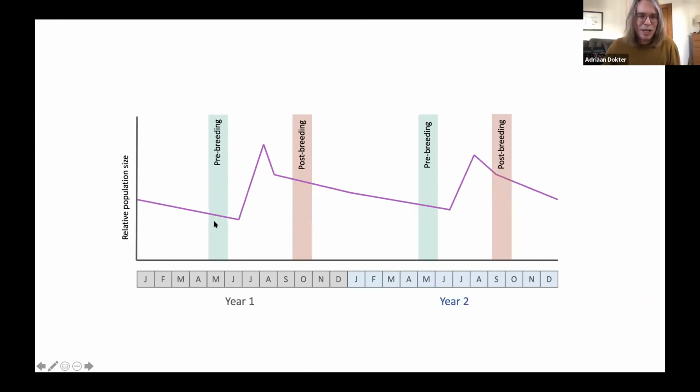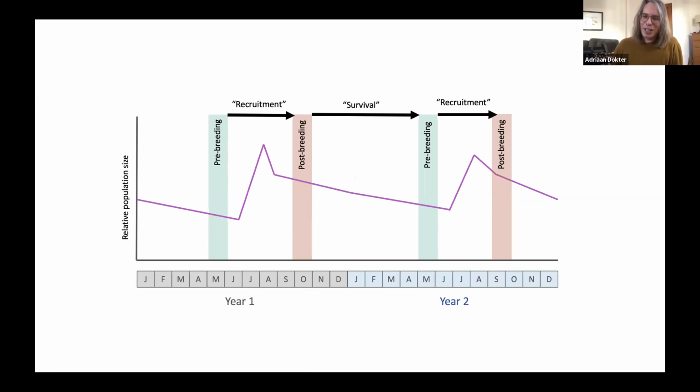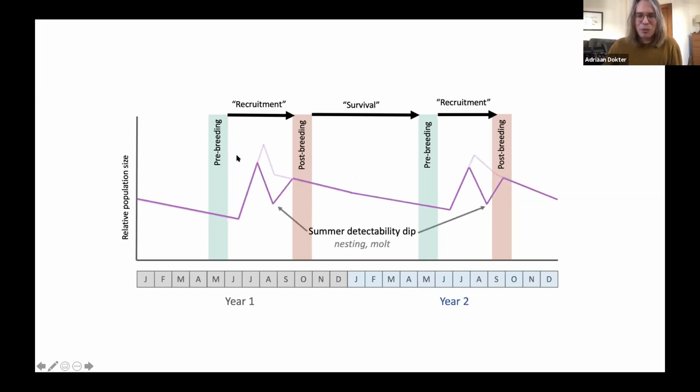We have pre-breeding estimates of population size and post-breeding estimates of population size. And again, it's very similar to what we did in the radar analysis, coming up with these approximate measures of recruitment as well as survival. Now we know already that our ideal world is unfortunately not like this, and these curves typically look quite a bit more complex. For example, it's quite common to see a summer dip in detectability for many species when they're nesting or molting, and individuals get very shy and they're simply not observed as much.